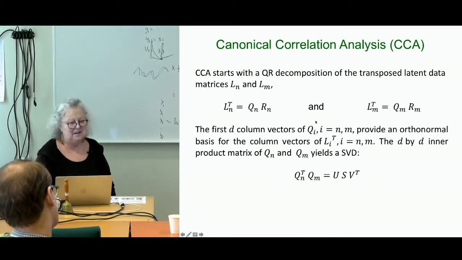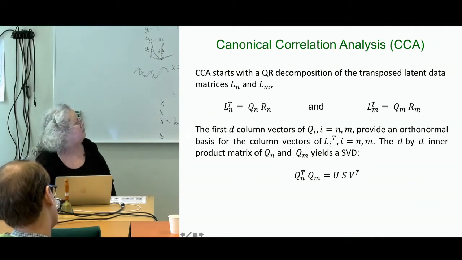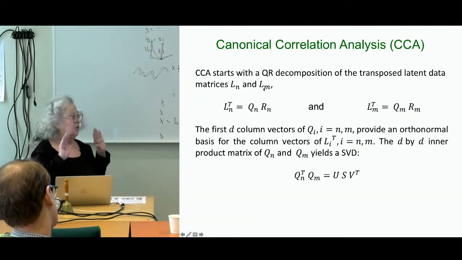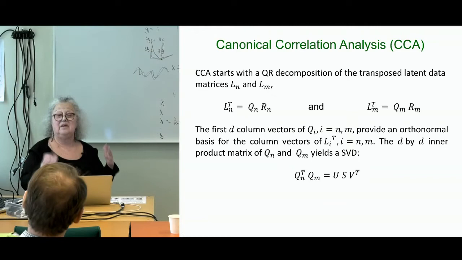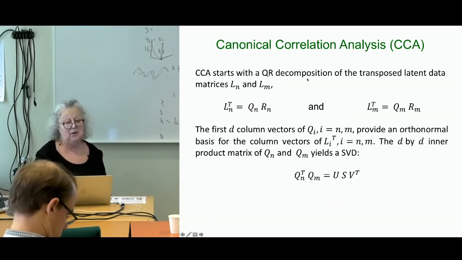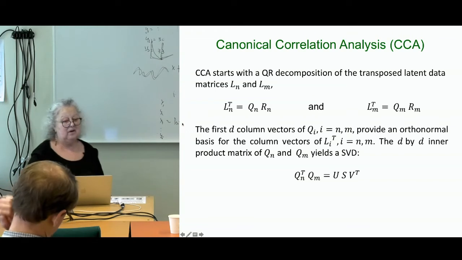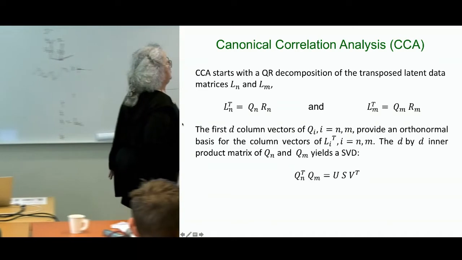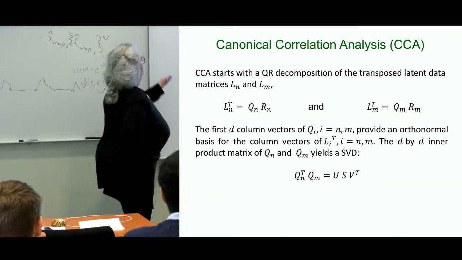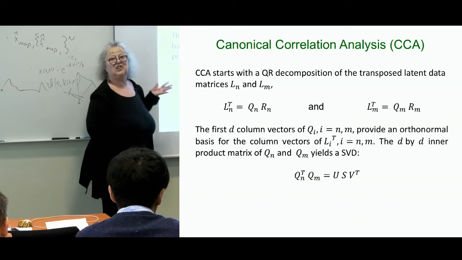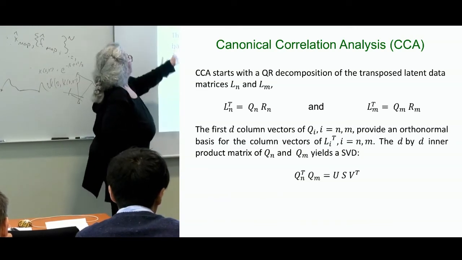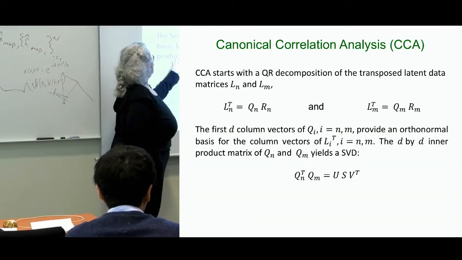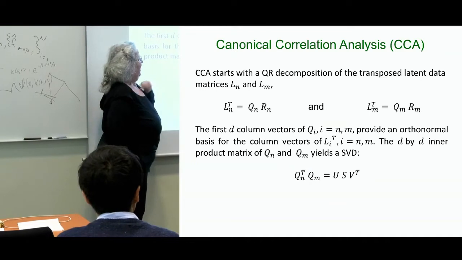The method is actually rather simple. You take these two matrices. Remember, these Ln and Lm matrices are the data projected into the corresponding subspaces on the n and the m. Everything is d-dimensional now. You do a QR decomposition. So now, the first d columns of Q provide an orthonormal basis for the column vectors of the L matrix. So they provide orthonormal trajectories, right? Every column here now is a trajectory because I have transposed these matrices before doing the QR decomposition. And so I get these Qs, one for the n and one for the m.